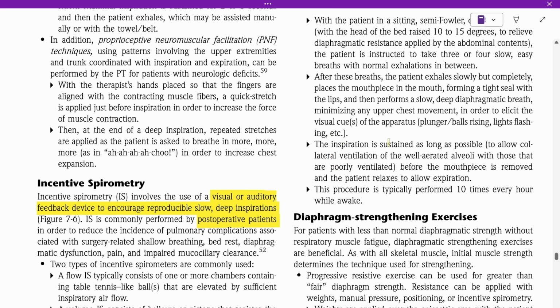The inspiration is sustained as long as possible to allow collateral ventilation of the well aerated alveoli with those that are poorly ventilated, before the mouthpiece is removed and the patient relaxes to allow expiration. This procedure is typically performed 10 times every hour while awake.